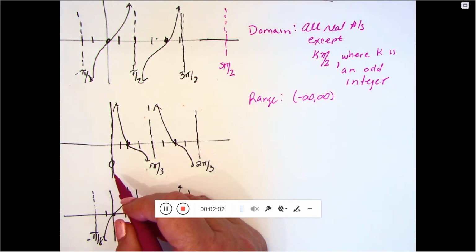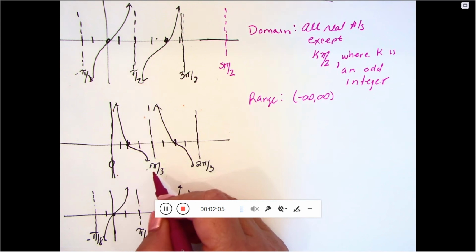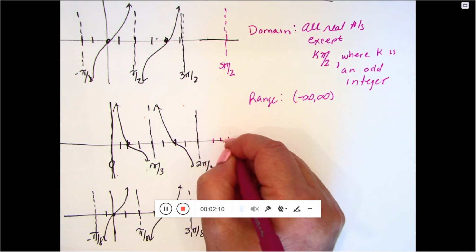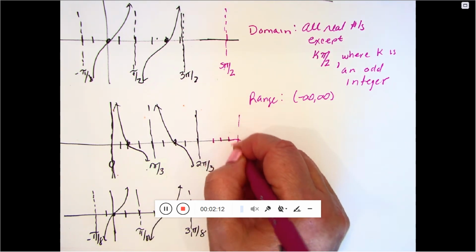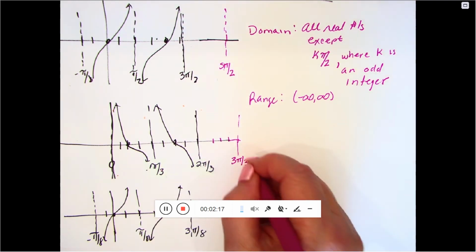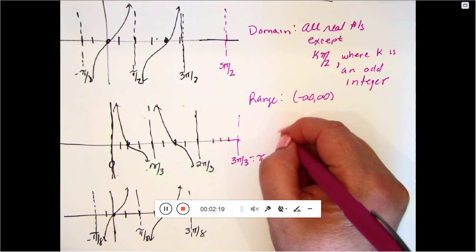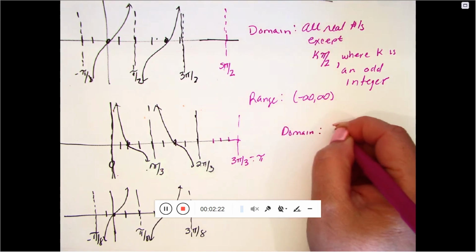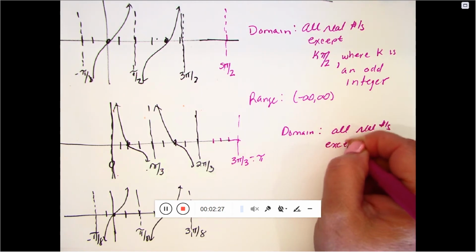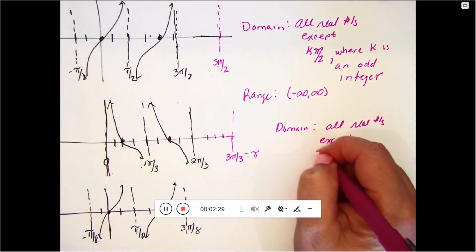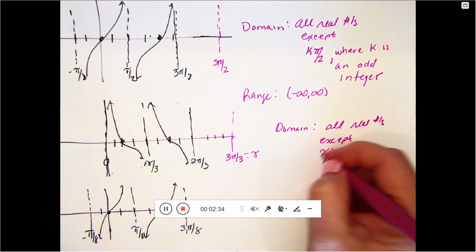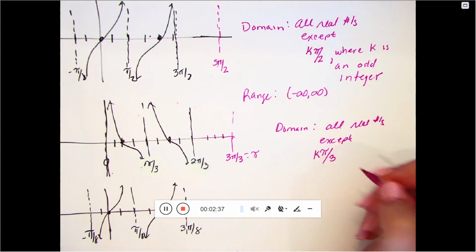Now here we have asymptotes at pi over 3, 2 pi over 3. The next one, can you guess? It would be 3 pi over 3, which would actually be pi. So the domain is all real numbers except, and we notice that they're all something over 3, k pi over 3.